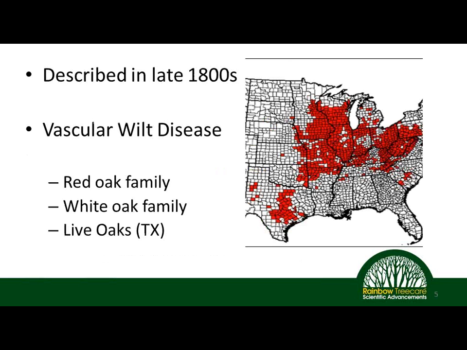So let's dig into oak wilt. Oak wilt was first described, actually the symptoms were described in the late 1800s. It wasn't officially documented until the early 1900s as an official disease. It was documented in Wisconsin. Oak wilt is a vascular wilt disease. It's caused by a fungus that inhabits the xylem tissues of trees, and it impacts oaks that are in the red oak family, oaks in the white oak family, and also impacts live oaks in Texas.